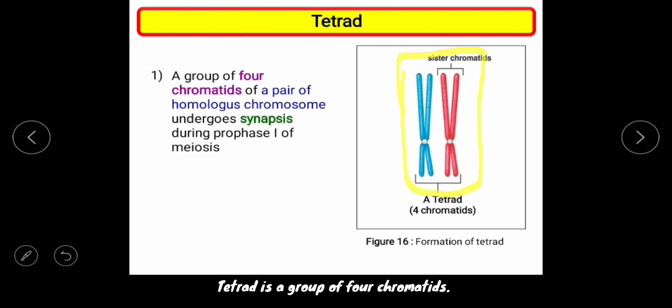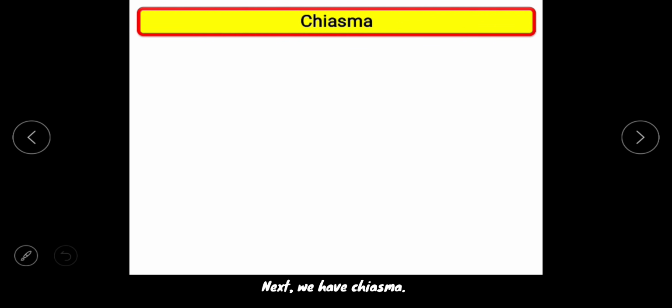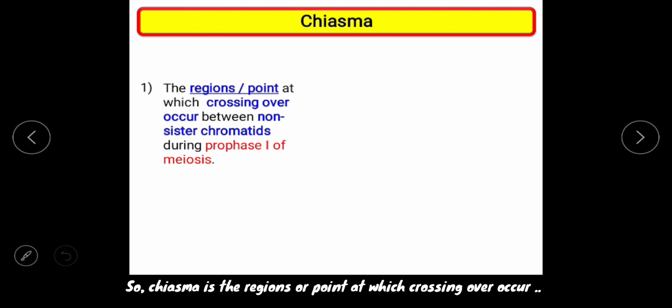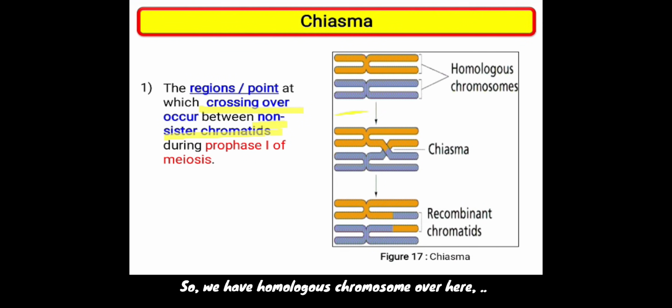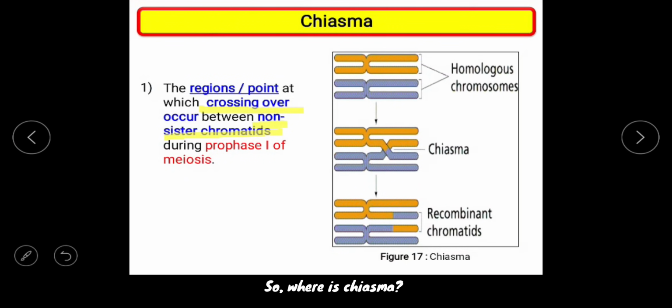Tetrad is a group of 4 chromatids. Next, we have chiasma. Chiasma is the region or point at which crossing over occurs between non-sister chromatids. So let's look at the picture. We have homologous chromosomes over here, and once crossing over occurs, you can see this part of the chromatid will cross over like this. So where is chiasma? Chiasma is this part where the crossing over actually occurs, where the non-sister chromatids overlap.